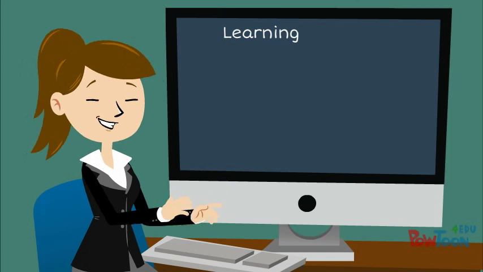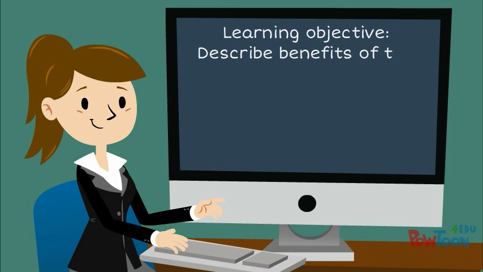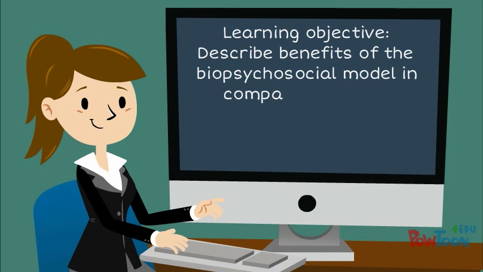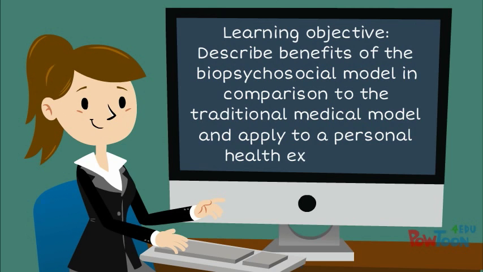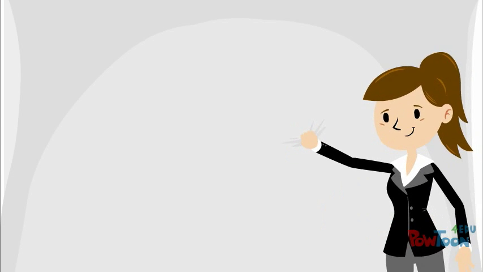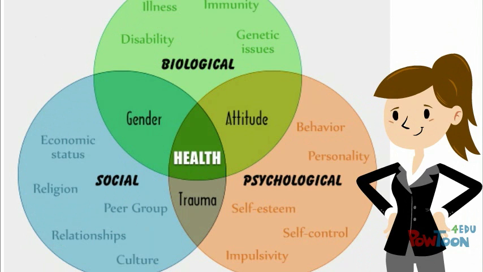Each topic and module have specific learning objectives that I've targeted through the activities that I choose. You can think of these learning objectives as main takeaway messages, or what I think is most important for you to learn. Please check these out on Blackboard and read through them to know what I think the big picture idea is. For example, Topic 1 has a learning objective to describe the benefits of the biopsychosocial model in comparison to the traditional medical model and apply the biopsychosocial model to a personal health experience.